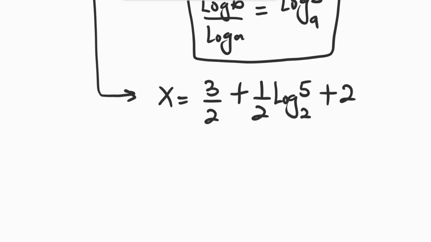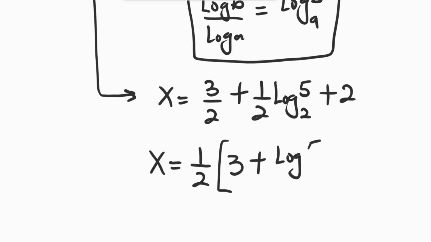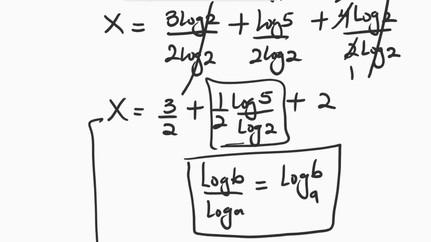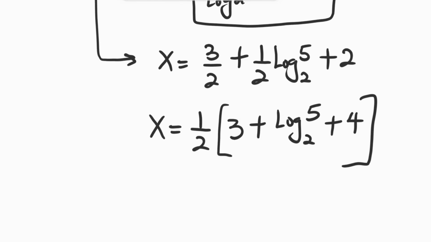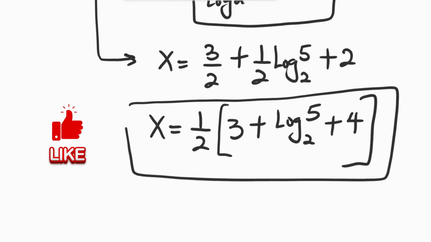This is our value of x, but we can still factor out 1 over 2. If we factor out 1 over 2, we get 1 over 2 into 3 plus log of 5 base 2 plus 4. Okay? And so this is our final answer.